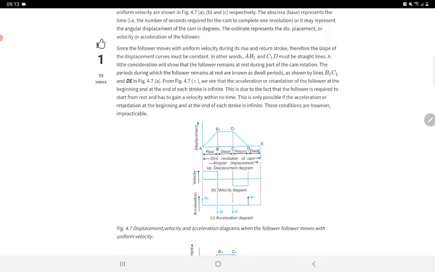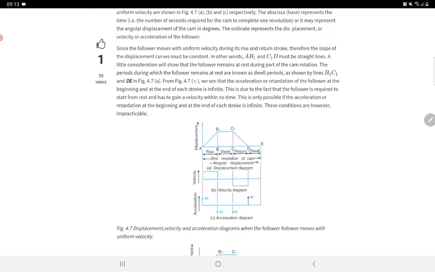The first diagram is the displacement diagram, the second diagram is velocity, and the third diagram is acceleration. Now in the displacement diagram, A to B1 represents the rise or up motion of the follower, B1 to C1 is called the dwell period, C1 to D is called the fall or return stroke of the follower, and D to E is again, we can say, dwell.